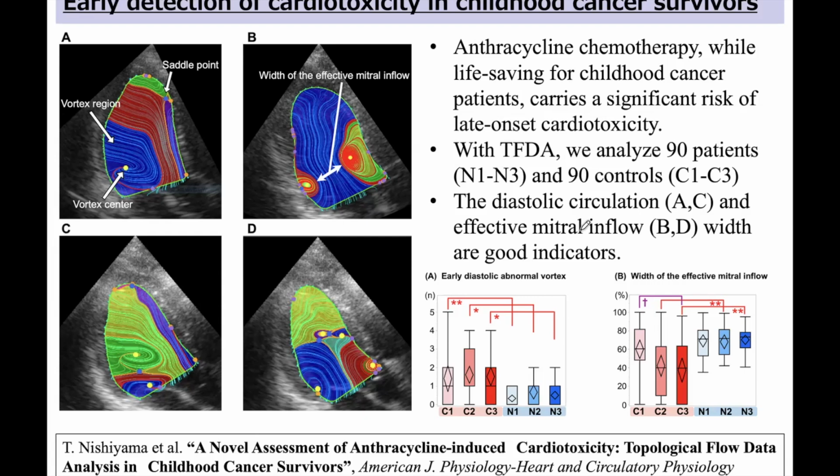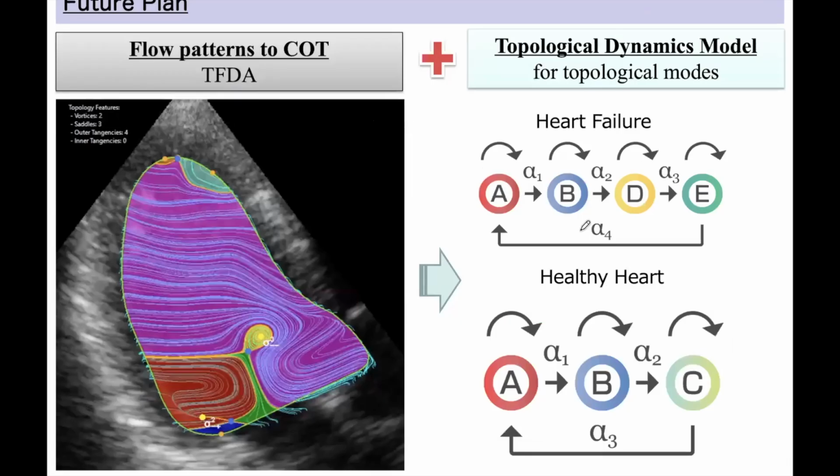So when we use this kind of indicator and compare it with conventional indicators, an effective difference can be detected by using the indicator based on topological vortex structures. So we are now using this technique to study many heart diseases and are finding many new findings by using topological fluid data analysis. Okay, so here's a future plan.